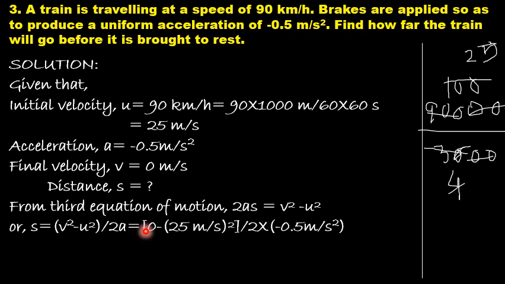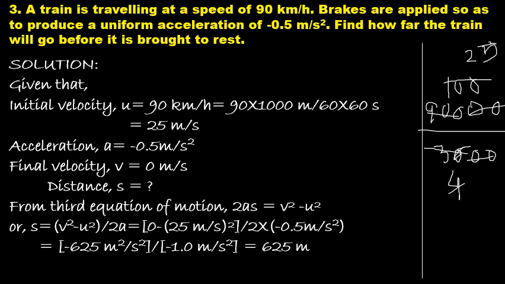We put all the values. v means 0. Square of 0 is 0 only. u square means 25 meter per second whole square. We will take only SI unit value here. Upon 2 into a. a is minus 0.5 meter per second square. We have just substituted all the values in the third equation of motion.